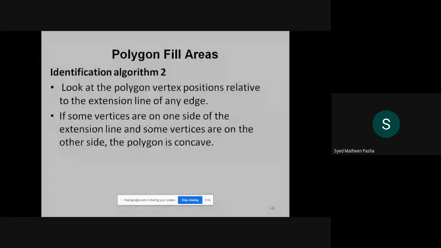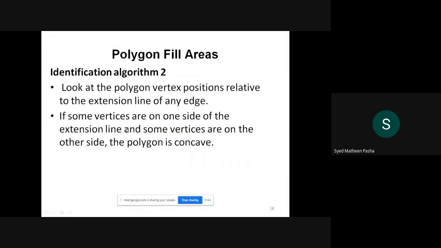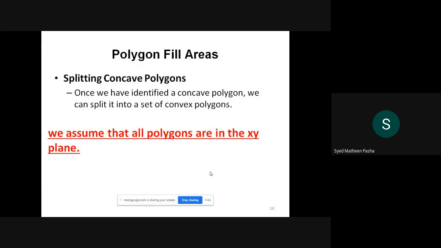In identification algorithm 2, you need to just remember these 2 points. First, you check the polygon vertex positions, so that you can draw an extension line of any edge. Once you draw this extension line, you check where the vertices lie. If some of the vertices lie on one side and some lie on the other side, then you can tell that the polygon is a concave polygon. So these are the two identification algorithms to find whether a polygon is concave or convex. Then, how to split concave polygons?